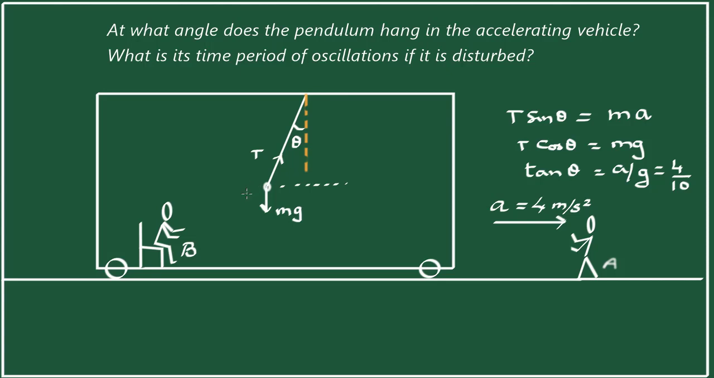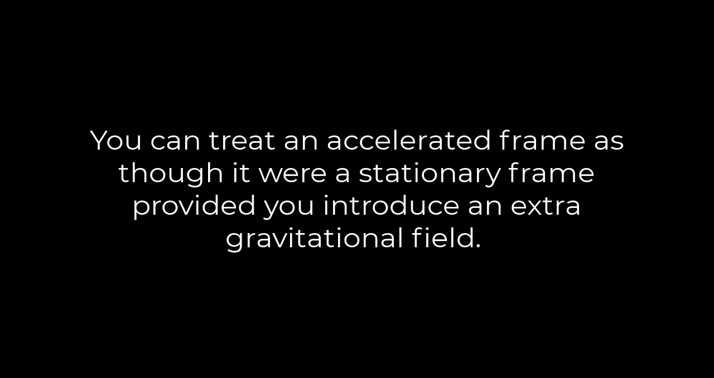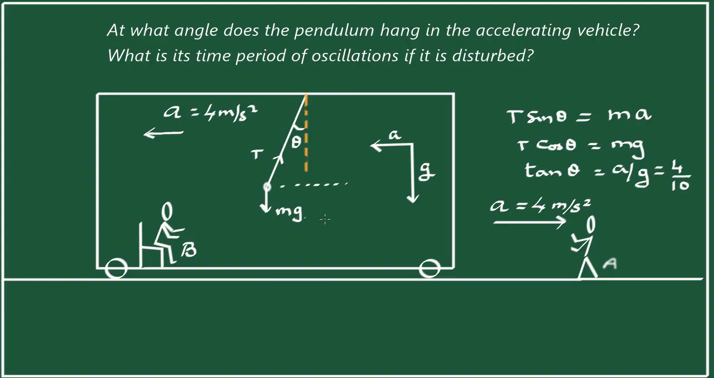So how does this person B explain the fact that the pendulum is hanging at an angle? Well, here's what we need to do. When you have an accelerated frame of reference and the frame has an acceleration A to the right, you introduce an extra gravitational field in the opposite direction with the same magnitude, 4 meters per second squared. In other words, apart from gravity due to Earth, which is 10 meters per second squared, you introduce an extra gravitational field in a direction opposite to the acceleration of the frame. And if this is G, this is A. So in the accelerated frame of reference, the net gravitational field is the vector sum of these two. It points in that direction.